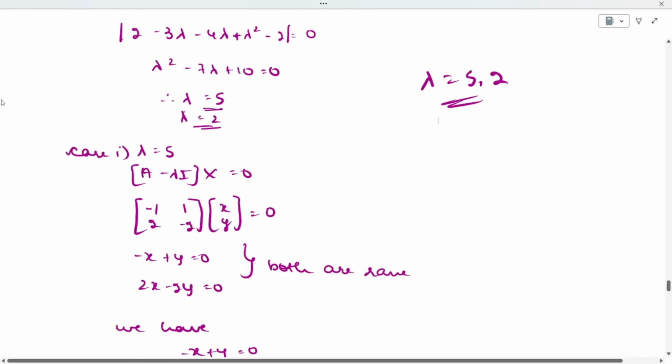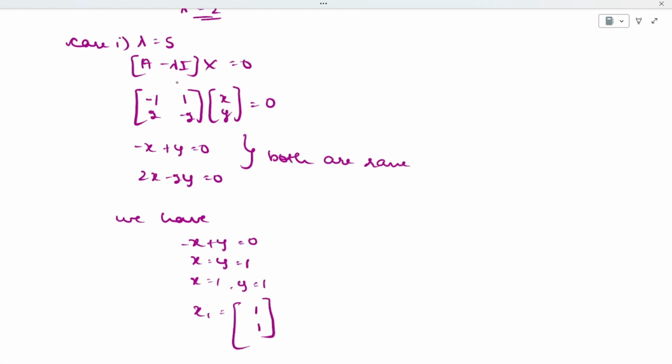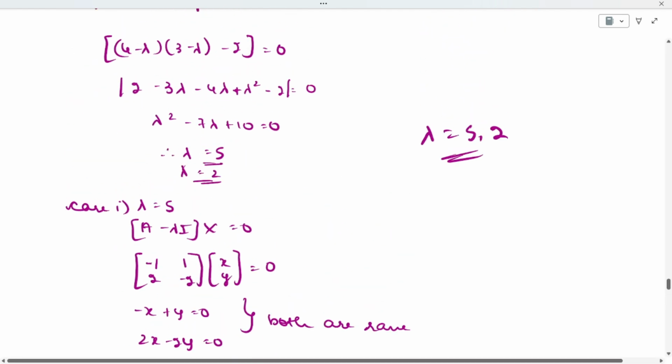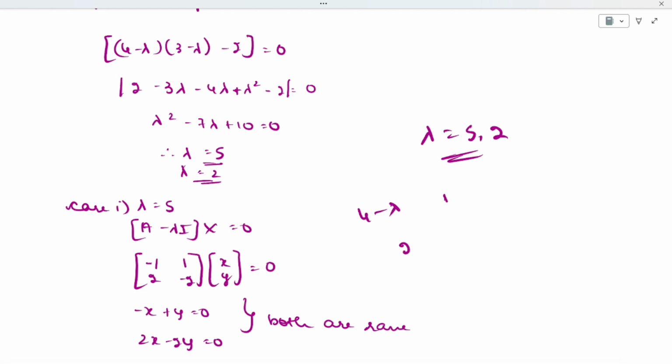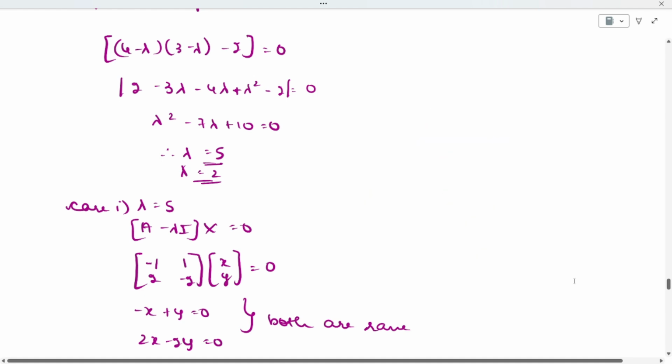You have to first take 5 and then take 2 and then solve it. First you take 5. Now when you take 5, that means minus 1, 1, 2, minus 2, and the x matrix is equal to 0. Here it was 4 minus lambda. Here it was 1. Here it was 2 only. Here it was 3 minus lambda. Here you just substitute the value of lambda as 5. 4 minus 5 is what? Minus 1. 3 minus 5 is what? Minus 2. That's it, you have done. Nothing to worry about this. I hope you got this step, how to solve.